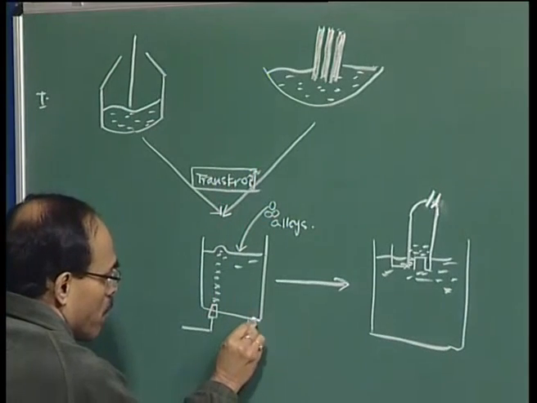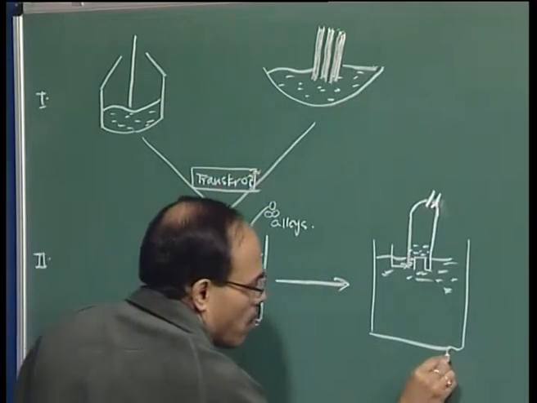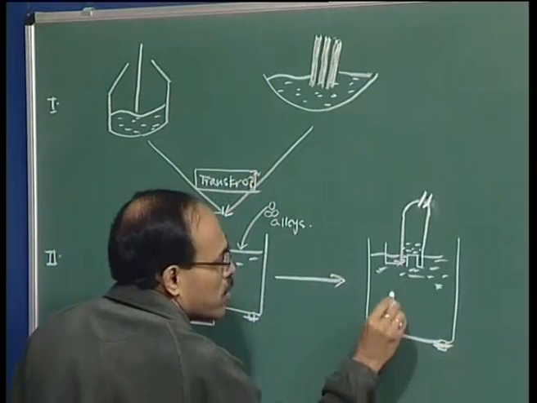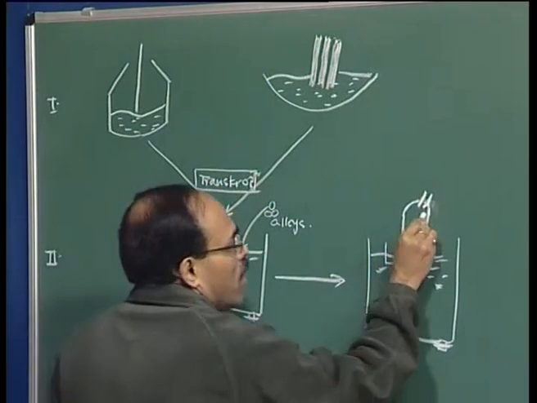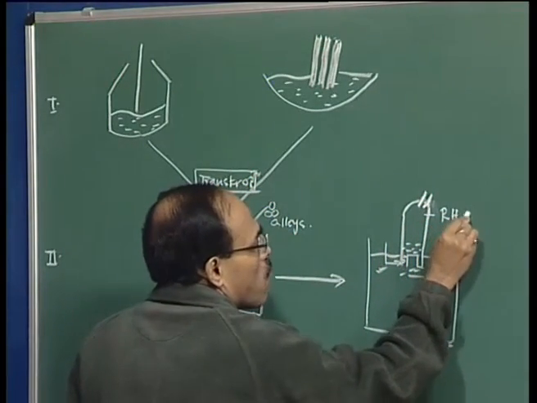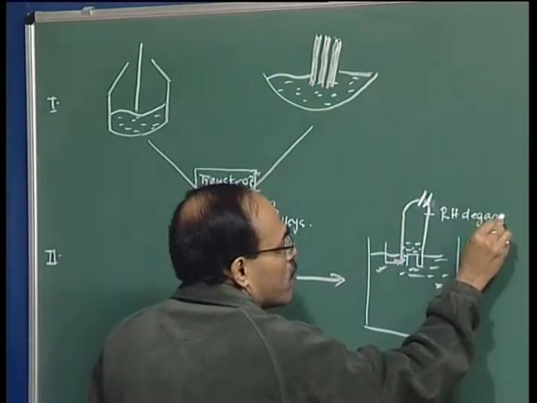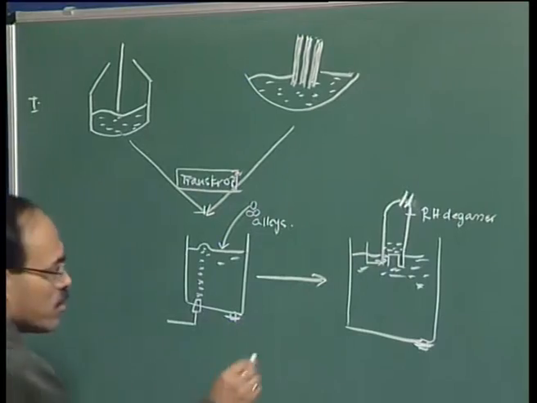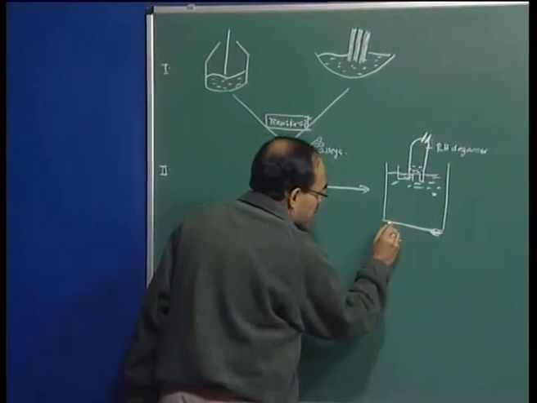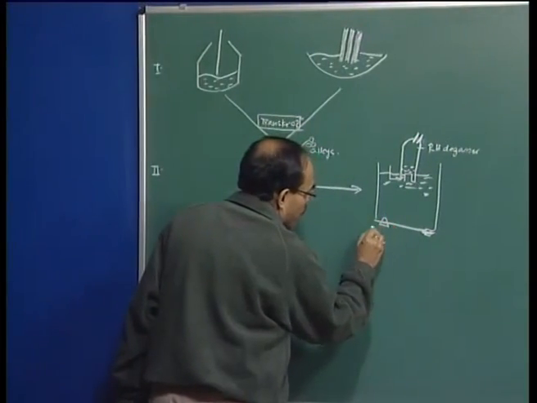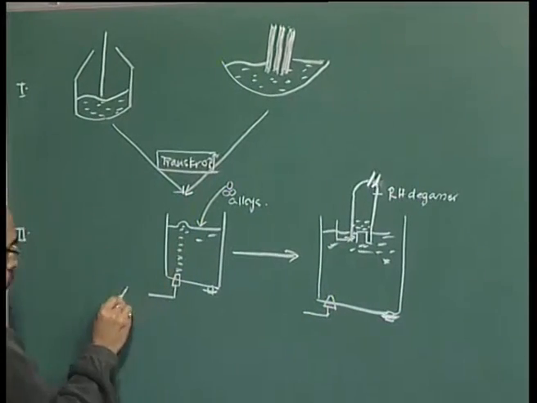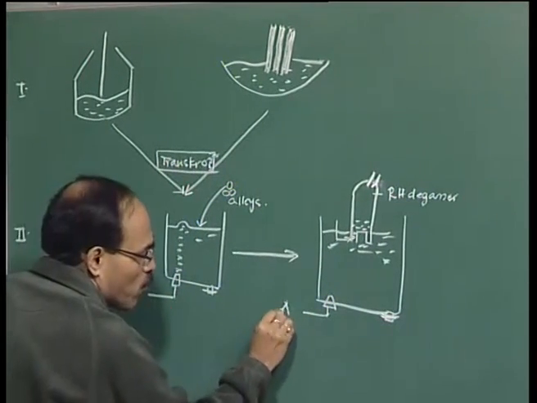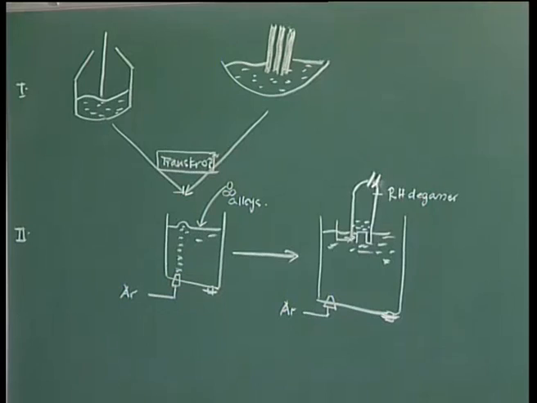slide gates. This is an RH degasser. We will study this later on. The purpose of this is to eliminate gases, and we can still have argon gas. A variety of processes we will discuss.